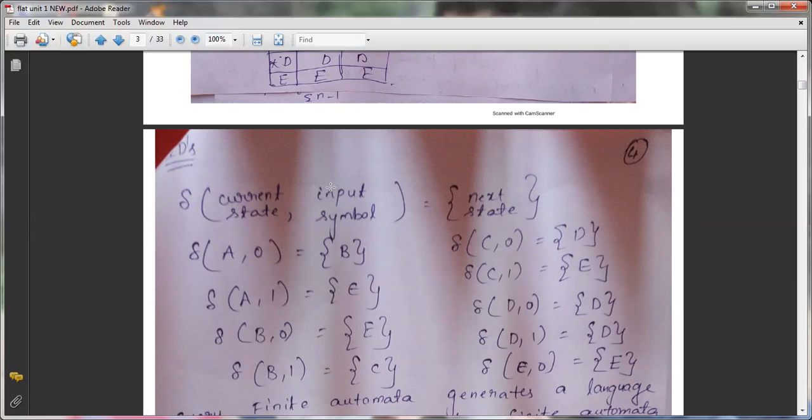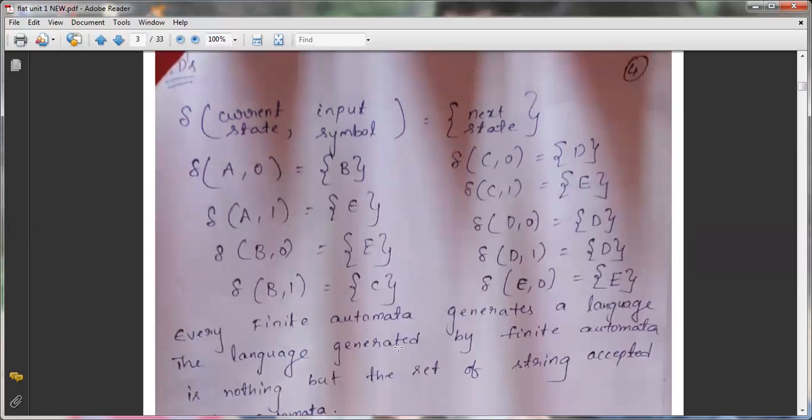So A on 0, we're going to which state? B. A on 1 is going to which state? E. B on 0 is going to state E. B on 1 is going to state C. C on 0 is going to state D. C on 1 is going to state E. C on 0 is going to state D. C on 1 is going to state D. E on 0 is going to state E. So that is the instantaneous description.